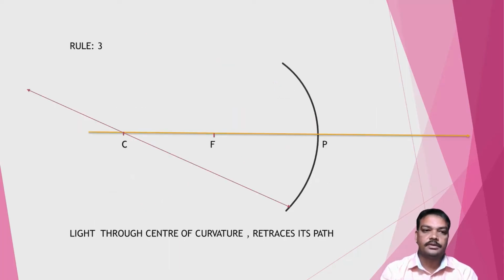Third rule: if a ray of light happens to strike the concave mirror at normal incidence, it reflects back along the same path. Any ray of light that passes through the center of curvature becomes normal at the point of incidence on the mirror. So it reflects back along the same path. Out of these rules, we use some to show image formation by a concave mirror.